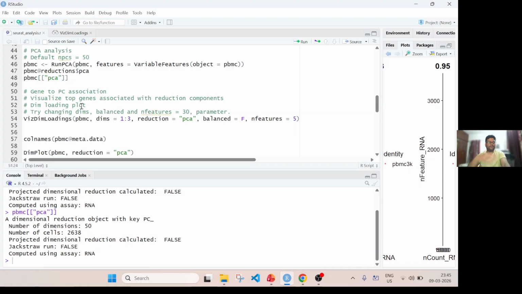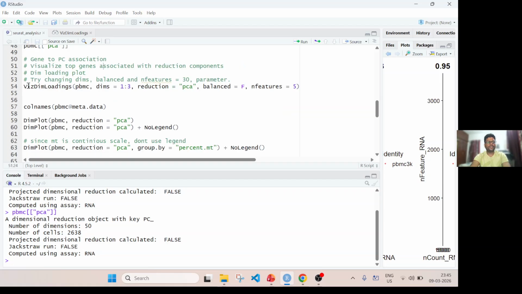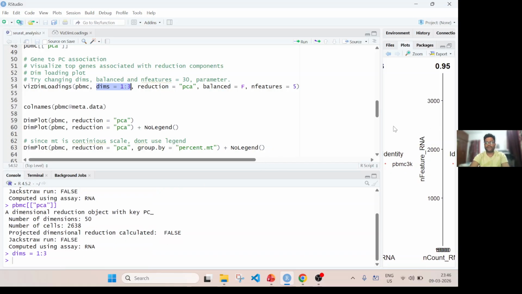So we have done the PCA analysis. That means we have got this 50 by 2638 matrix. Now if you want to see that, there is something called the visualization loading plot. Here you pass PBMC and say that I want to visualize the first three principal components, and let's run this. I will show you what plot it generates.